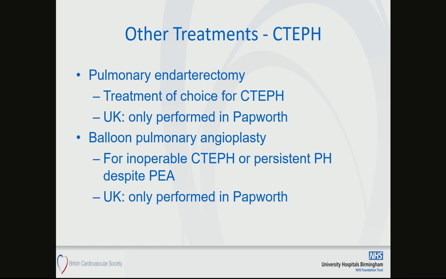So we talked about CTEPH. The treatment of choice for CTEPH is a pulmonary endarterectomy, and the patients do really well afterwards. In the UK, the only centre for this is Papworth, so again, you're really focusing down your speciality. For inoperable CTEPH or persistent pulmonary hypertension despite endarterectomy, you can consider balloon pulmonary angioplasty. And again, the only place that does that at the moment is Papworth in this country.